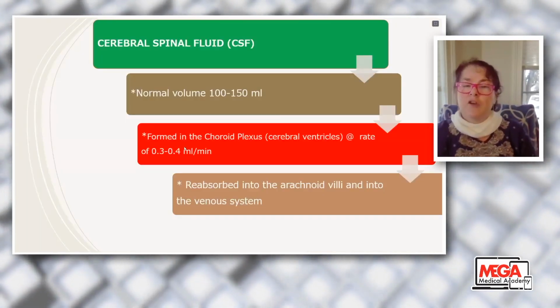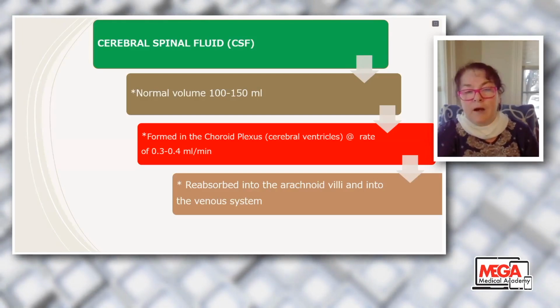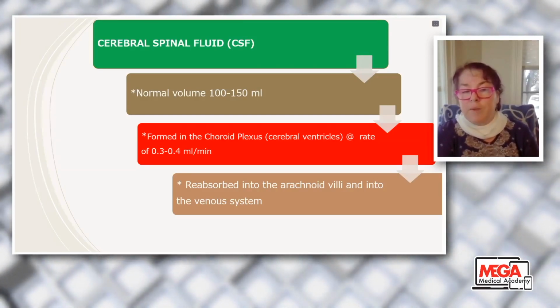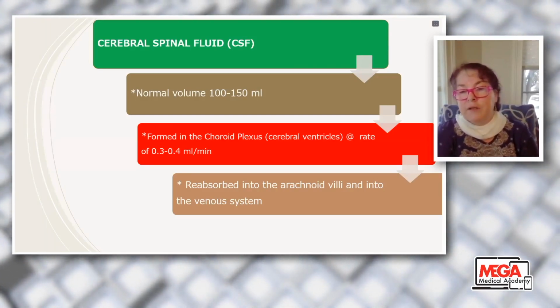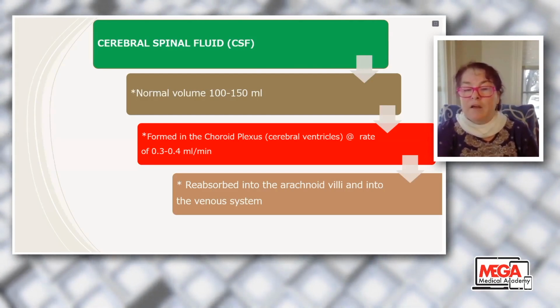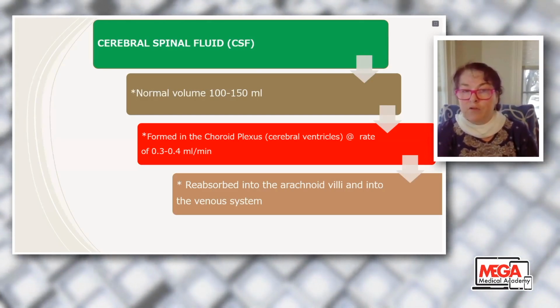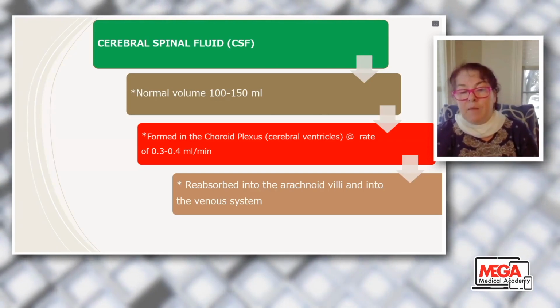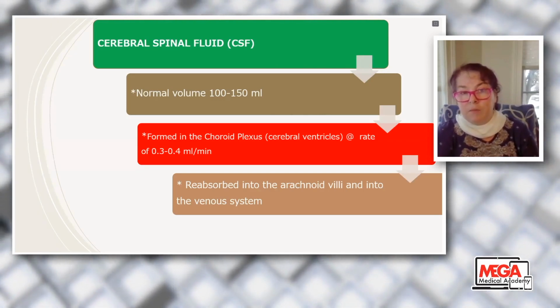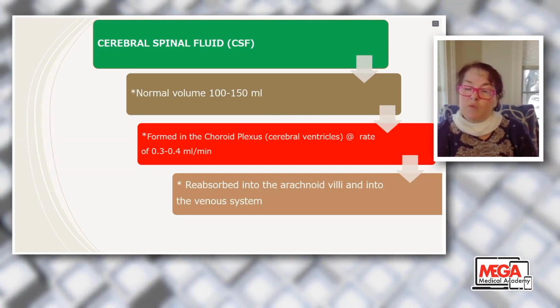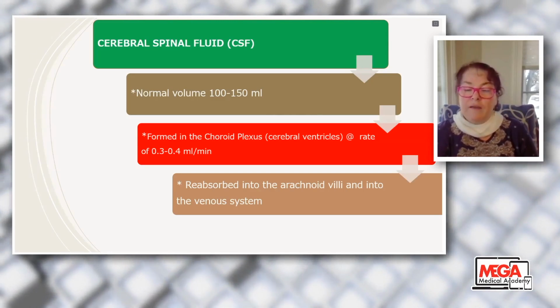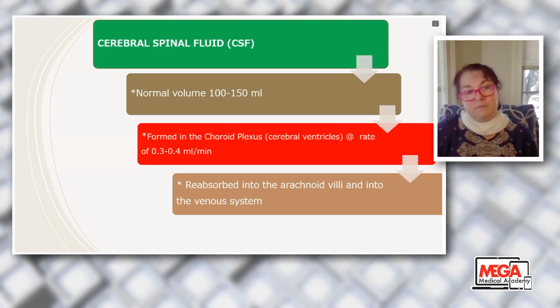Next, I'm just going to touch on cerebral spinal fluid. The normal volume of cerebral spinal fluid is about 100 to 150 milliliters. It's made in the choroid plexus and the cerebral ventricles, at a rate of about 0.3 to 0.4 milliliters a minute. And then it's reabsorbed into the arachnoid villi, and then it goes back into the venous system.